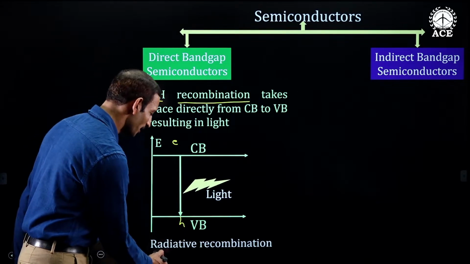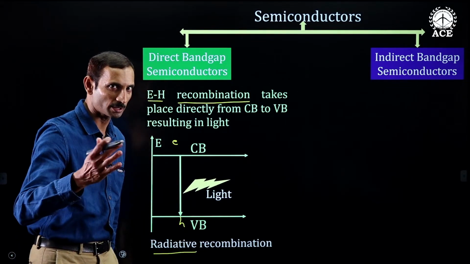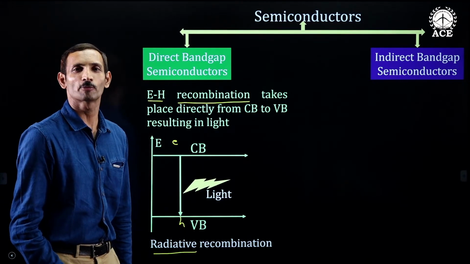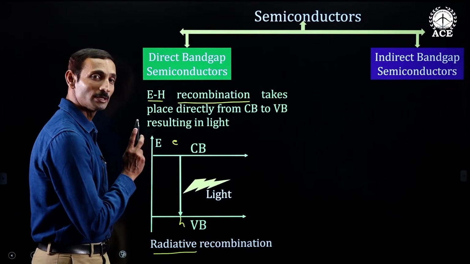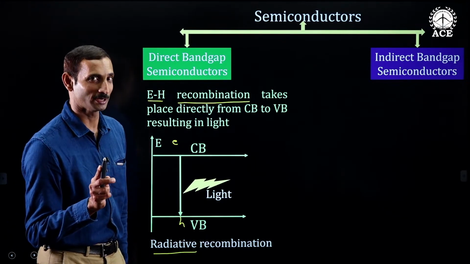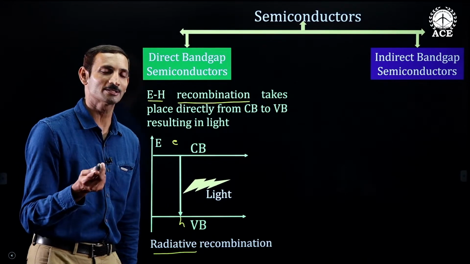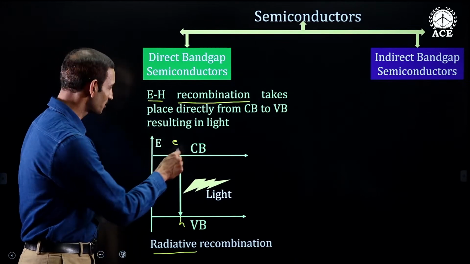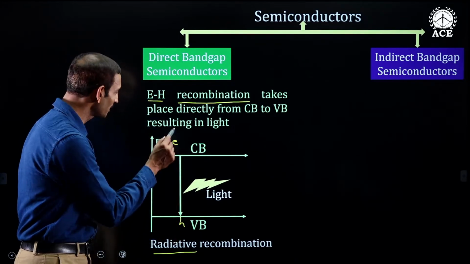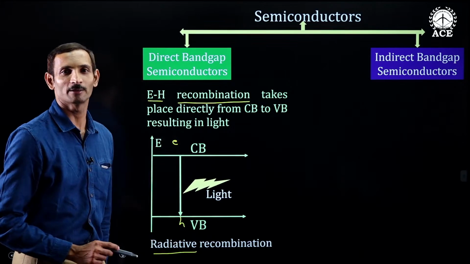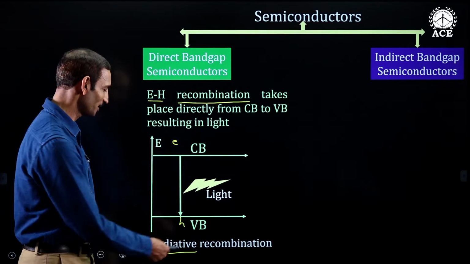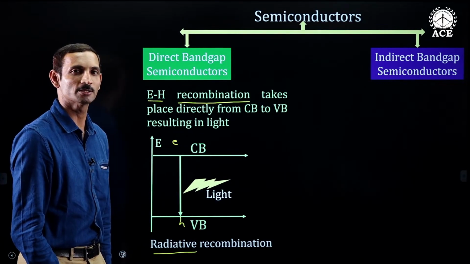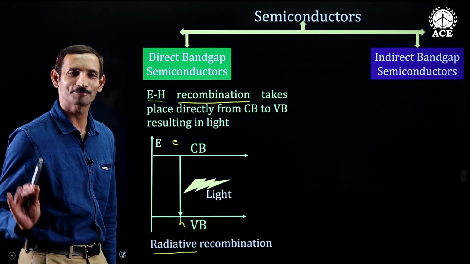How do we term it? Radiative recombination. That particular recombination is going to produce light. Don't think all the recombinations are going to produce light, right? If the material is a direct bandgap semiconductor, why do we call them direct bandgap semiconductors? Quite simple. These are the materials where the transition of the electron takes place directly from the conduction band to the valence band, resulting in light. So light would come, and this recombination is termed radiative recombination.